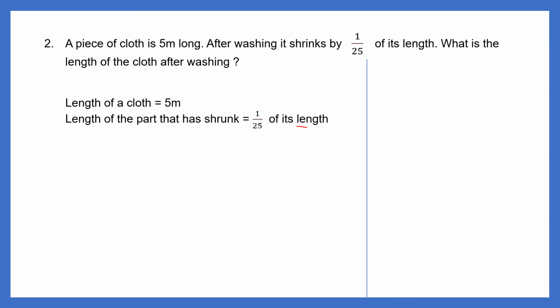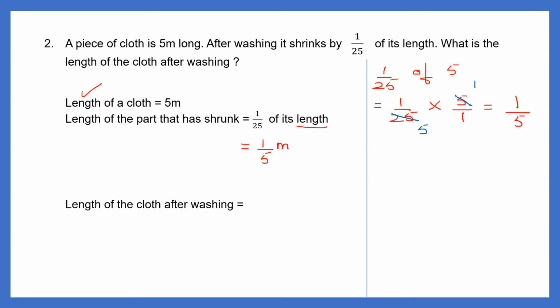So what is the length? Length is given here. Length is 5 meters. So 1/25 of its length. We need to work it out. 1/25 of 5. That is 5 meters. Remember what of stands for? It stands for multiplication. So let me write 1/25 into 5. We'll make it a fraction by 1. Now we have multiplication of fractions. In multiplication, we cancel. 5 ones are 5, 5 fives are 25. Now we multiply the numerators. 1 ones are 1 and 5 ones are 5. So I have got the length of the part that has shrunk. That is 1/5 meters.